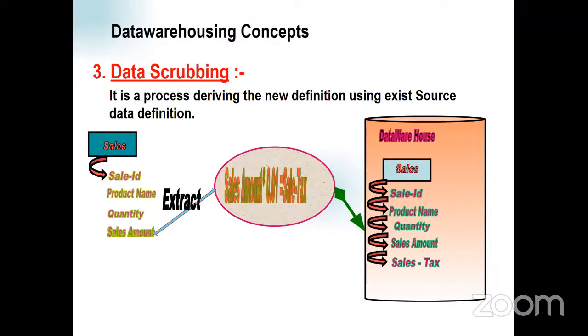So data scrubbing means creating a new definition from the existing source definition. Sale amount is coming from the source, but in the target I need sales tax. So 2%, 5% is the sales tax. For example, if soap costs 100 rupees and there is 5% tax, the total bill will come to 105. The tax amount will be calculated separately, so that is a new column. These calculations we have to do in the transformation layer. I'll show you these in the practical classes. So data scrubbing means creating a new definition from the existing source definition.